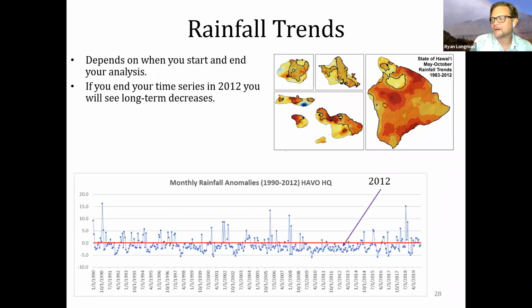But I've been looking at a lot of this data recently, and I realized that 2012 is extremely dry. It's the middle of an extremely dry period. Now, this is a rainfall time series for Hawai'i Volcanoes National Park.